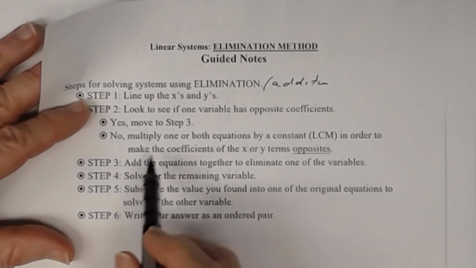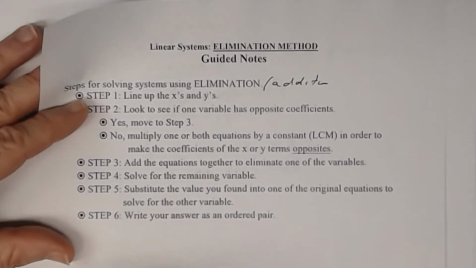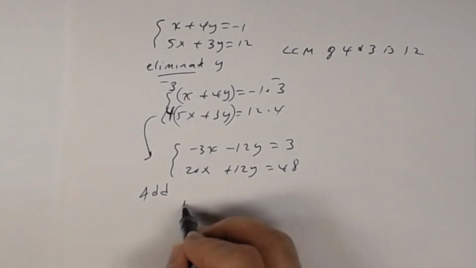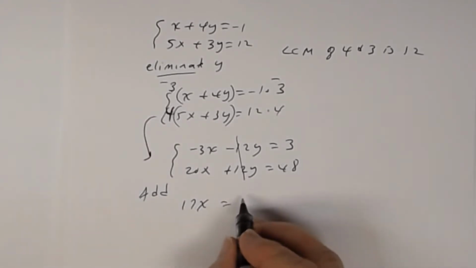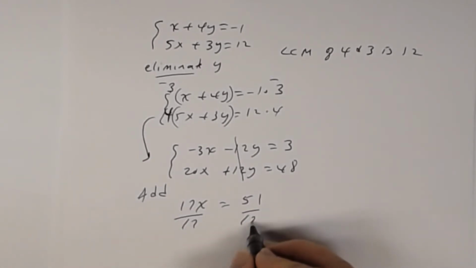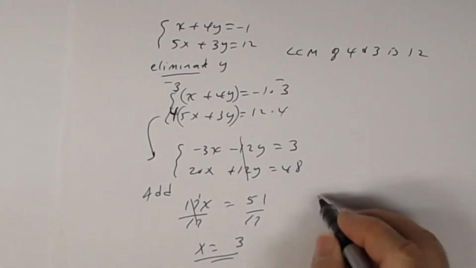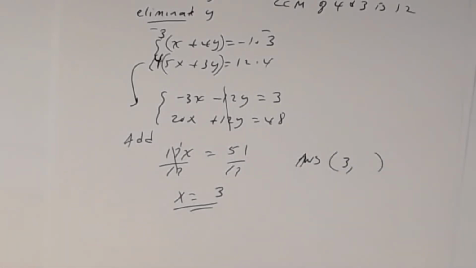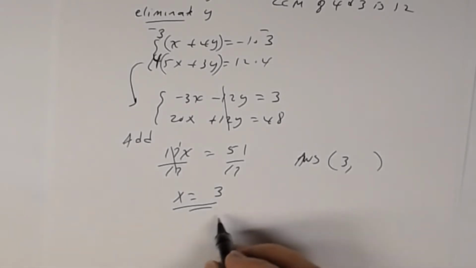Once you get those to be opposites, you're going to add. Here's the idea of elimination. So now I'm going to add these. So when I add these, negative 3x plus 20x is 17x, 12y plus negative 12y is 0, and 48 plus 3 is 51. Getting x by itself, divide both sides by 17, I get my x coordinate to be 3. So far, my ordered pair is going to have x coordinate 3, and all I have to do is find the y coordinate, right? Find the y coordinate.